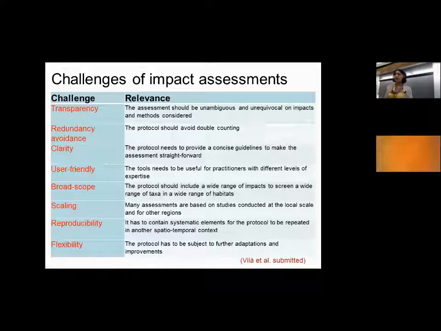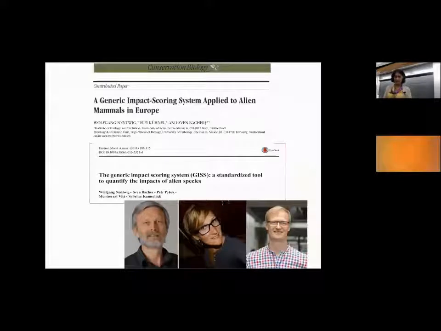Another issue is related to clarity. I mean, the way that it tells you how to work has to be very clear, user-friendly. It has to have a broader scope. I think from the management point of view, it's better if it can be used for plants and animals, for instance. It has to consider scaling issues. It should be reproducible and flexible.